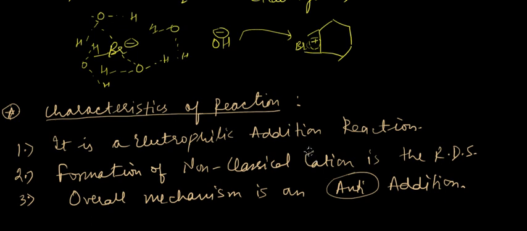we will be seeing some more examples on non-classical carbocation as an intermediate, or the reaction of alkene with Br2 in the presence of CCl4 or in the presence of H2O.